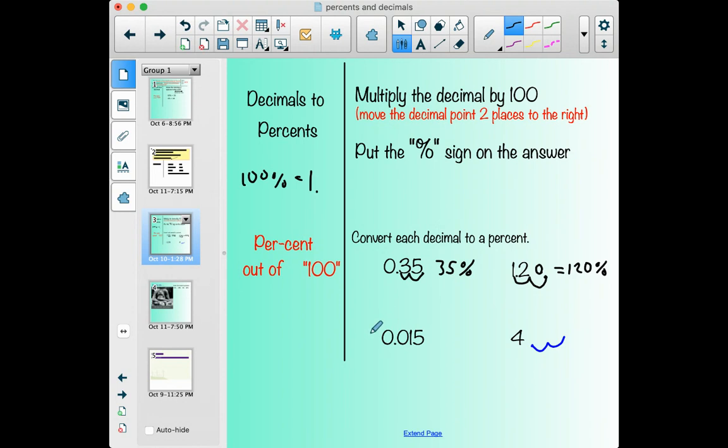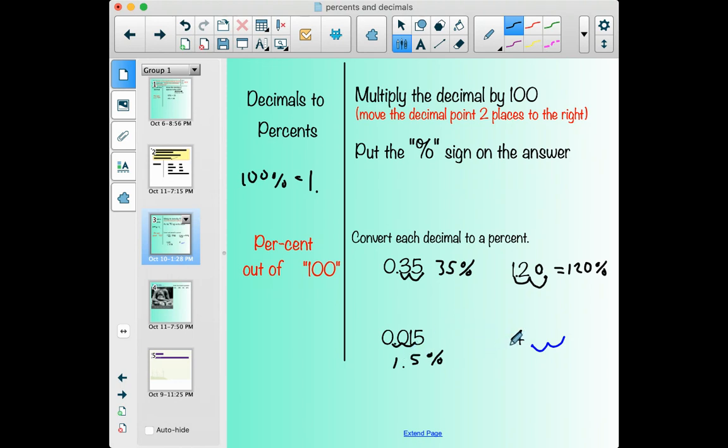If I look down at this next one, 0.015 is less than 1. There's no whole number part, it's just a decimal part. So I should get something that's less than 100%. Let's see what I get. If I take the decimal point and move it two spaces to the right, it ends up between the 1 and the 5. So I can see 1.5%. And that is less than 100% like I thought.